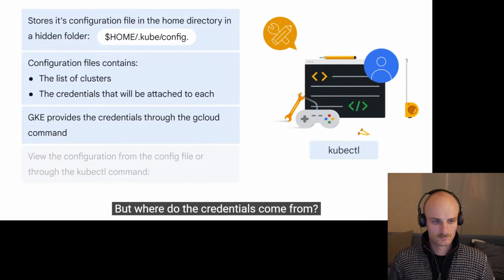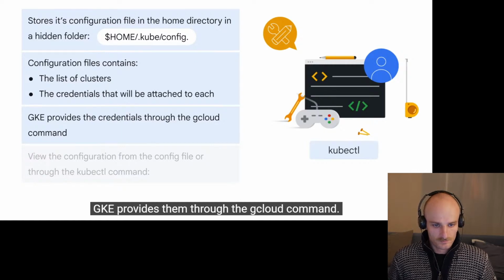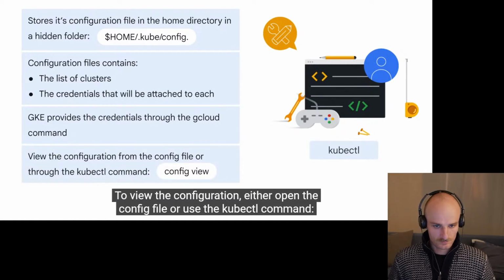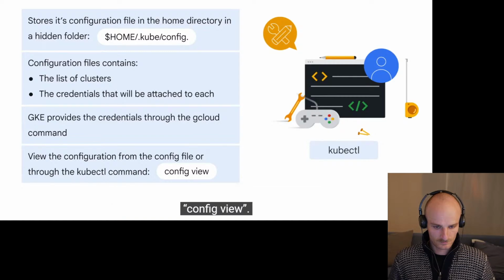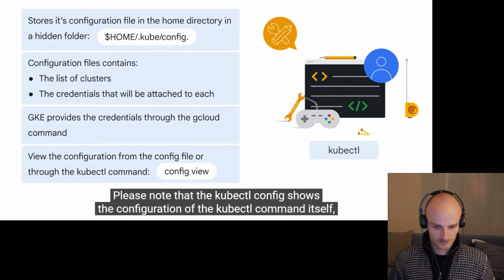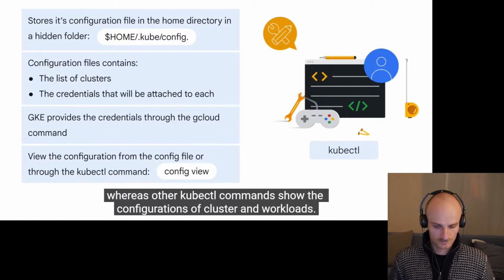But where do the credentials come from? GKE provides them through the gcloud command. To view the configuration, either open the config file or use the kubectl command config view. Please note that the kubectl config shows the configuration of the kubectl command itself, whereas other kubectl commands show the configurations of cluster and workloads.